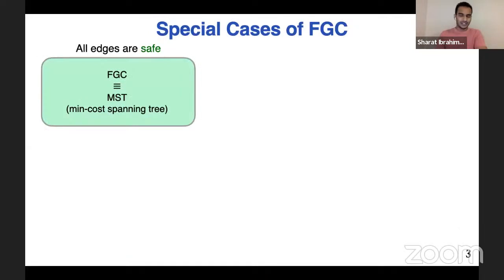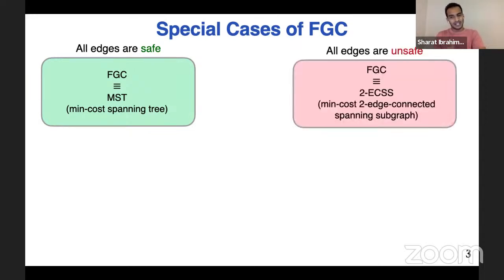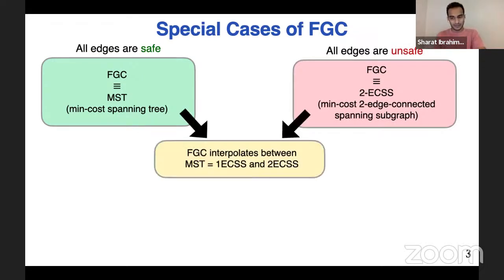What are some interesting special cases of FGC? If all the edges are safe, then FGC is simply the minimum cost spanning tree problem. And if all the edges are unsafe, then FGC is the minimum cost two-edge connected spanning subgraph problem. So in some sense, FGC interpolates between one-edge connectivity and two-edge connectivity.